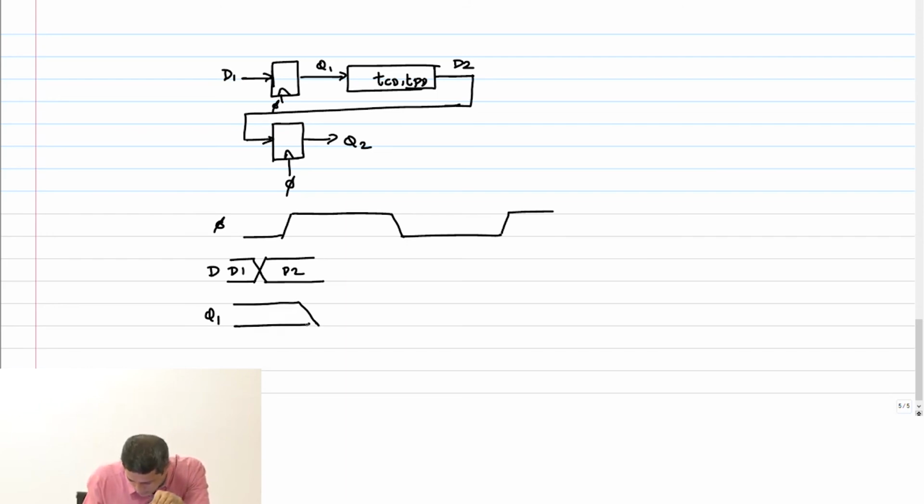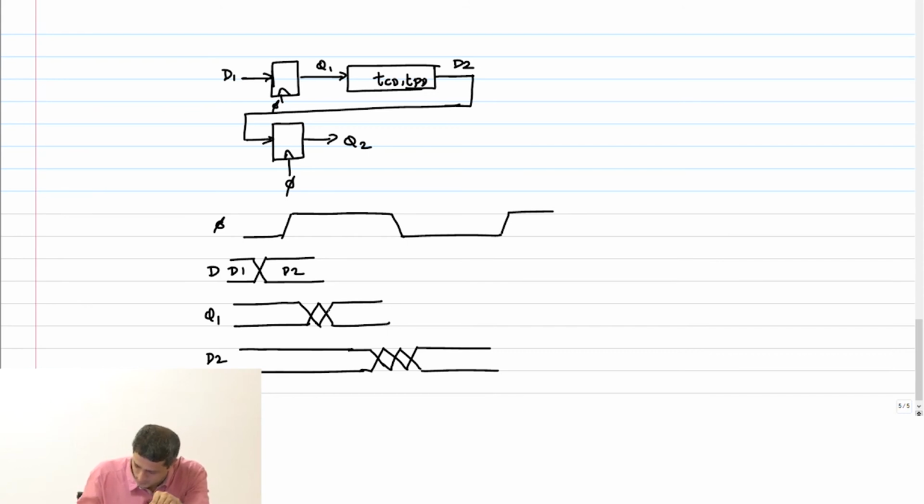So you look at this. And D2, where is D2? It is going to start changing after T_CD from T_CCQ. Correct? So the earliest change will happen here. T_CCQ, then from this edge you can have T_CD.